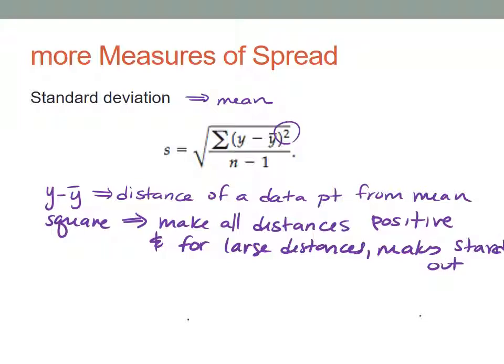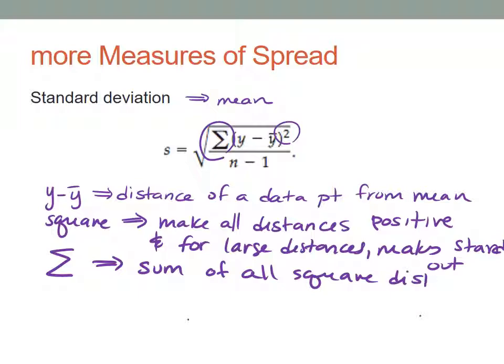So think about a small distance might be 1. If I square 1, I just get 1. But if I have a distance of 5 and I square that, I get 25. So it makes those values that are further away from the mean stand out more. And then remember that this is summation. So this is the sum. So that adds the squared distances.